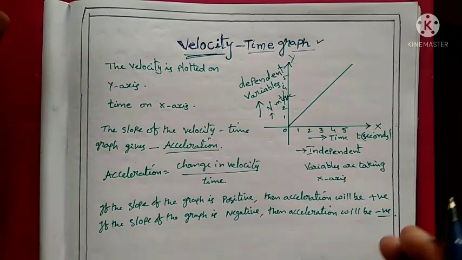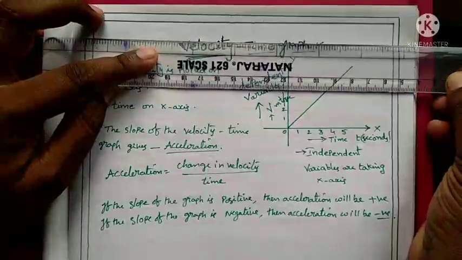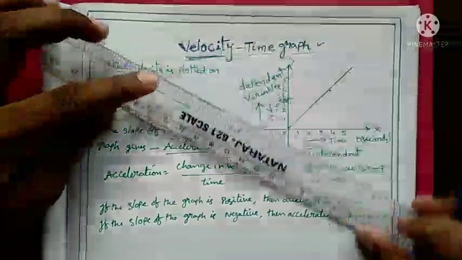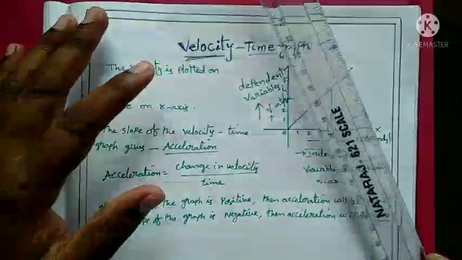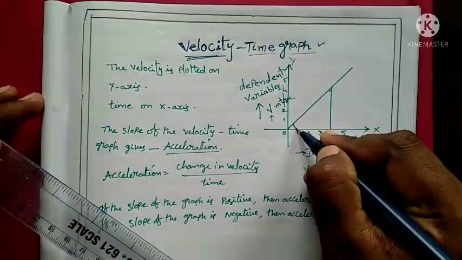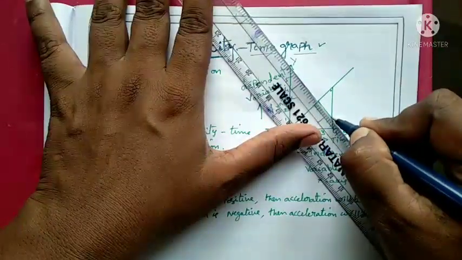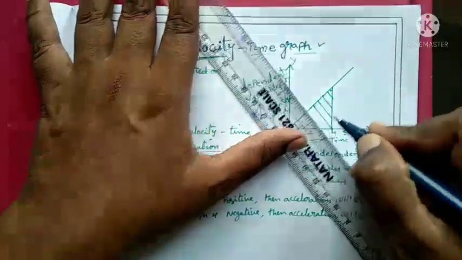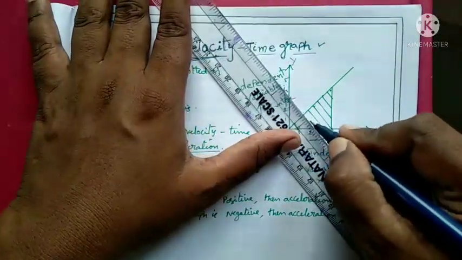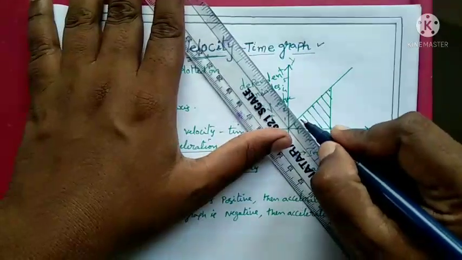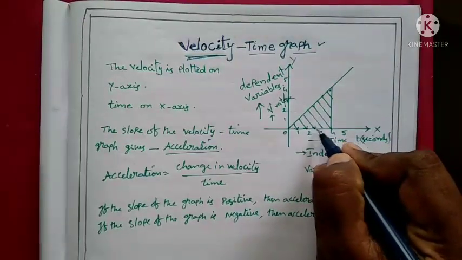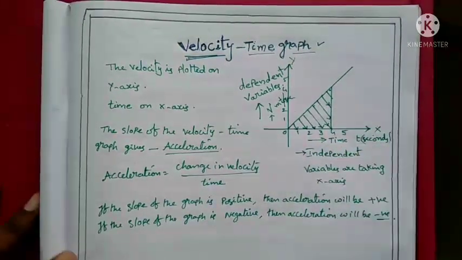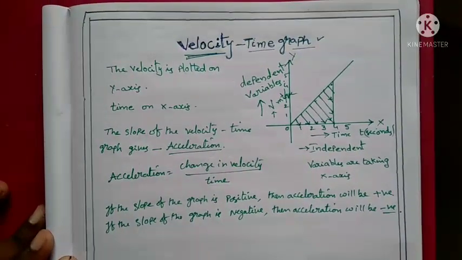Now look at this one. The area under the slope, what will it indicate? It's the most important bit also. The area under the graph indicates the displacement of the body.